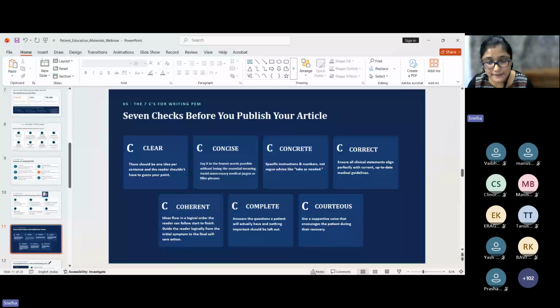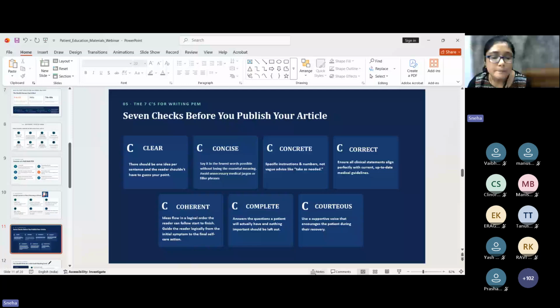It has to be correct. Ensure all clinical statements align perfectly with current, up-to-date medical guidelines. It has to be coherent. Ideas should flow in a logical order so that the reader can follow from the beginning to the end. It should guide the reader logically from the initial symptom to the final self-care action.